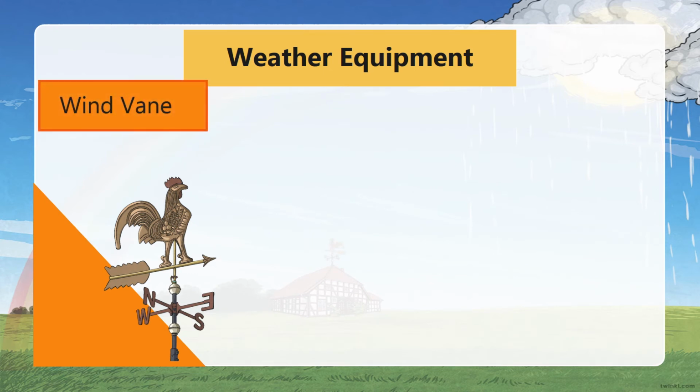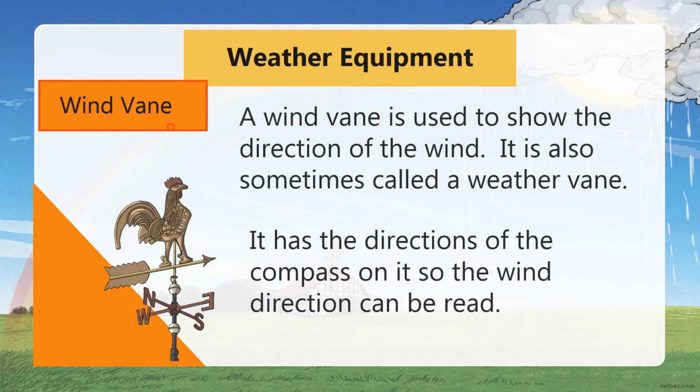Weather equipment, wind vane. A wind vane is used to show the direction of the wind. It is also sometimes called the weather vane. It has the directions of the compass on it so the wind direction can be read.